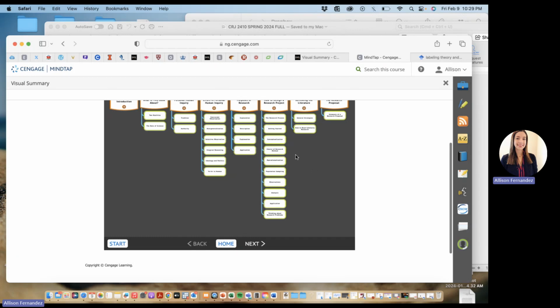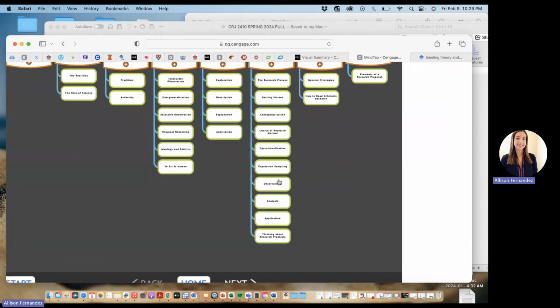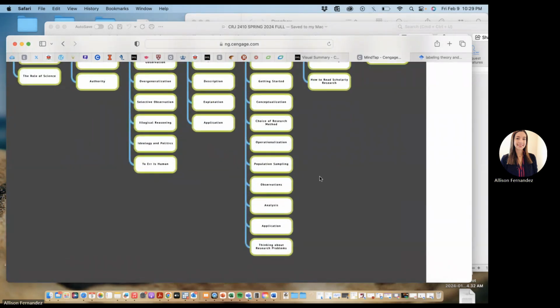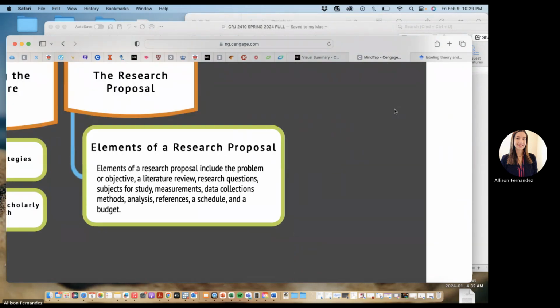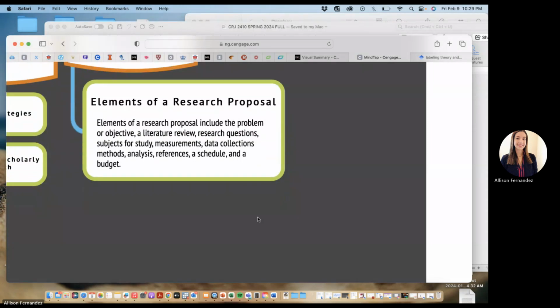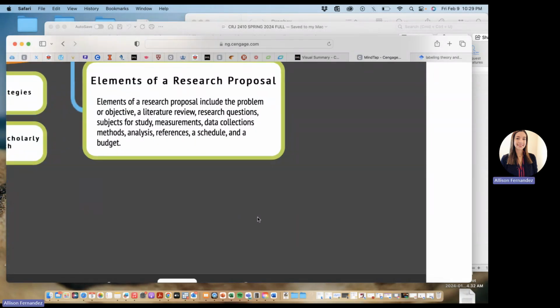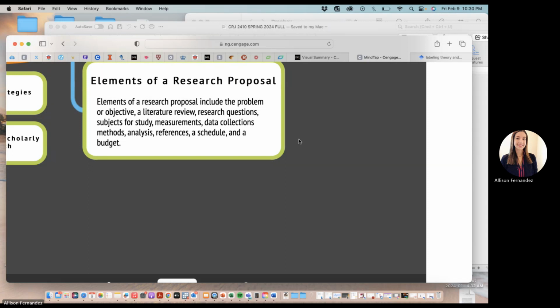All right, and I'm just going back here, seeing if there's anything else. All right, no, so that's basically chapter 1. There's some key definitions there, and some very high level things that you should understand: conceptualization versus operationalization, and then different elements of a research proposal.